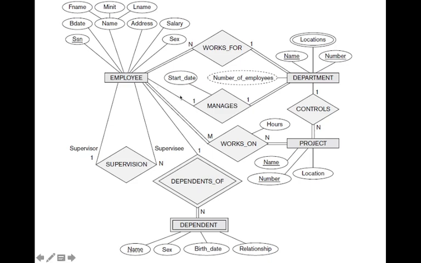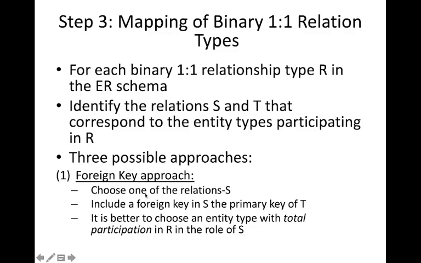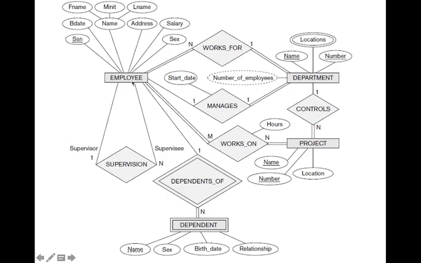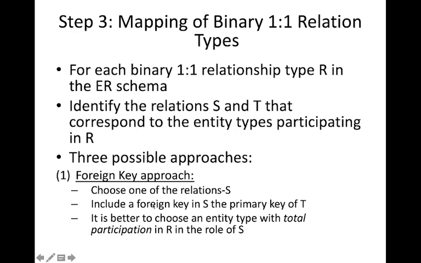So manages is a 1:1 relationship. We have employee and department as the participating entities or relations. In the foreign key approach, we choose one of the relations as S. We can choose either this one or this one as S. But it is better to choose an entity type with total participation in R as the role of S.